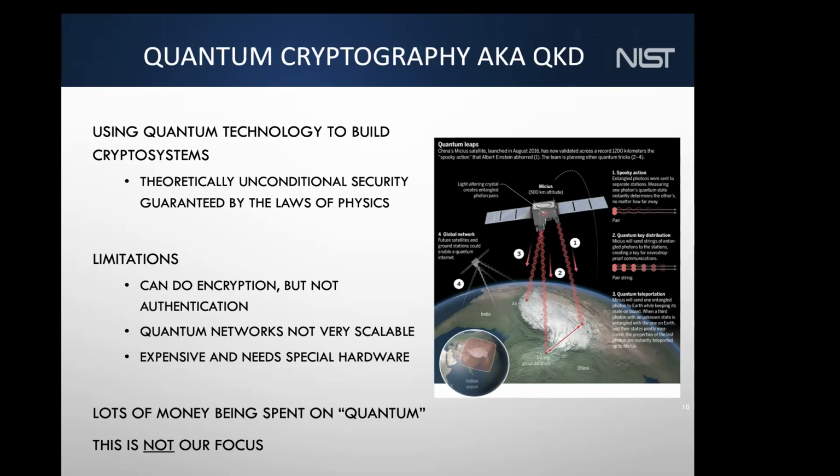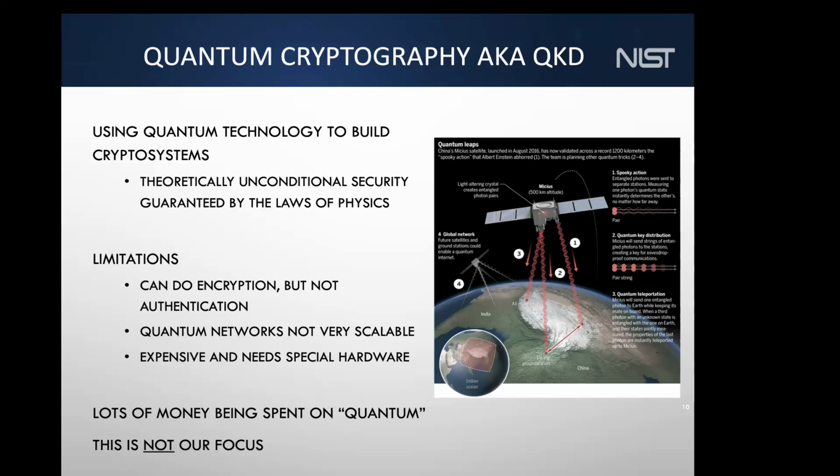Now, there are ideas on how to improve this. China has launched a satellite that can do QKD. Many European countries are also working on launching satellites that can also do QKD. And there are important applications where this can be useful, where you need very high security, and perhaps where you can afford the expensive and special hardware that's needed for this.